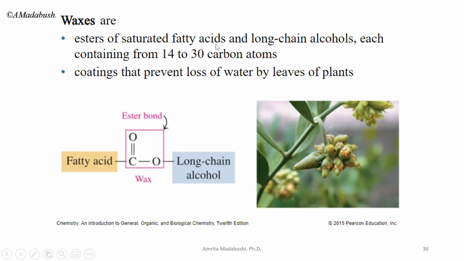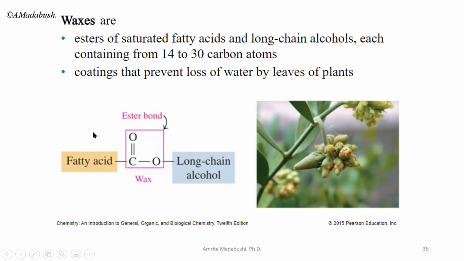Waxes are also esters of fatty acid, and they have much longer chains, like 14 to 30 carbon atoms, as opposed to those having more like 18 or 20, right? So the coating of wax helps the plants because it prevents the loss of water. And you probably already know that plants that survive in conditions with low humidity and in drier regions really need that wax coating so that the loss is prevented.